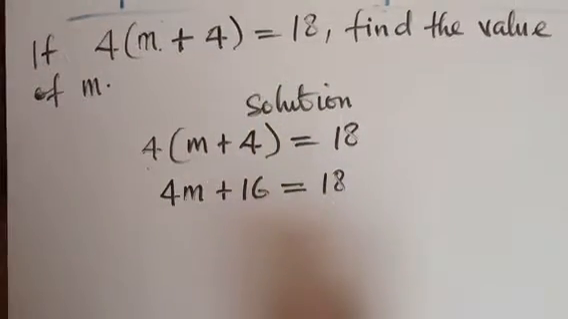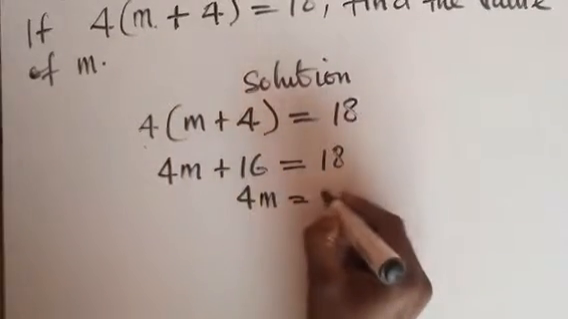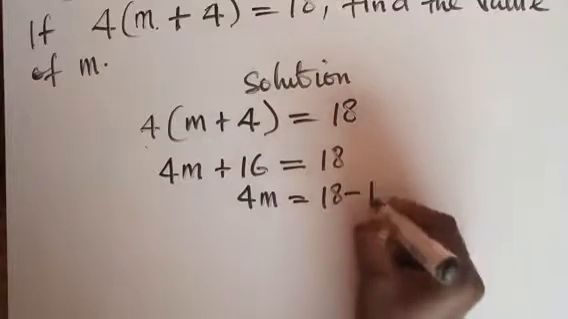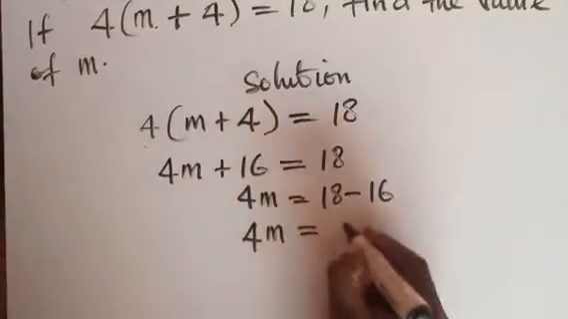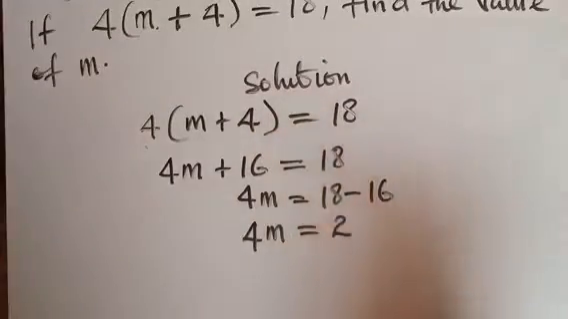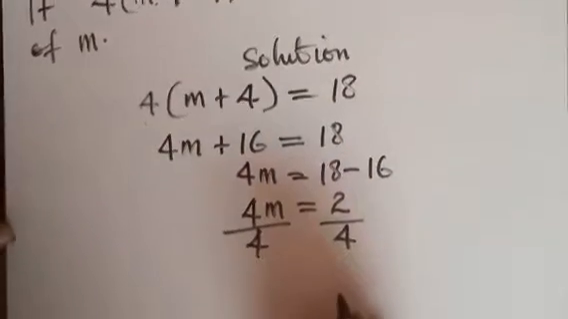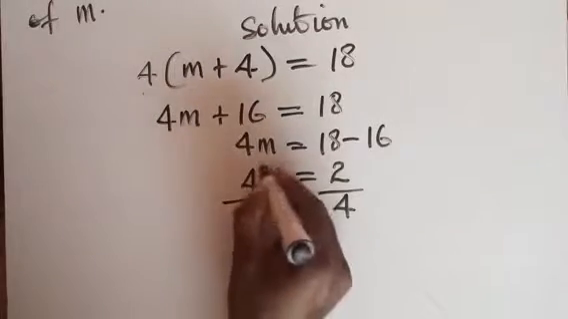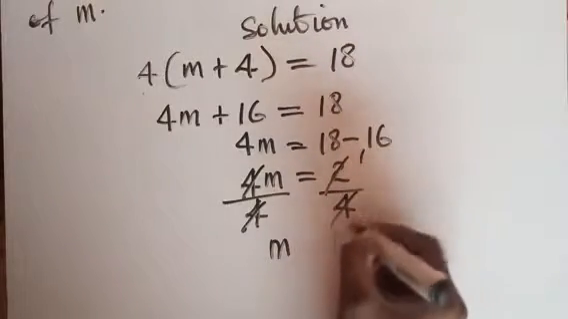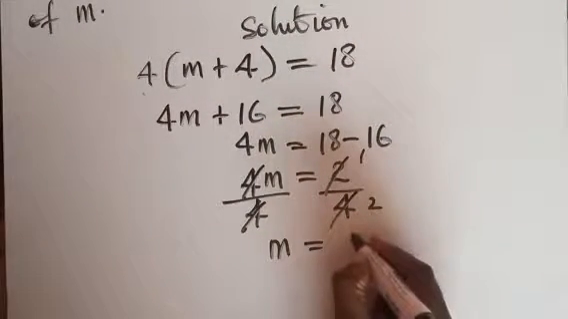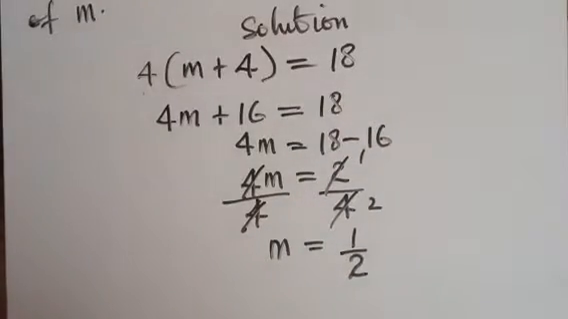So I group like terms. So I've got 4m equals to 18 minus 16. So 4m equals to 2. I divide through by 4. 4 here and 4 there. Okay, so 4 cancels 4. M here, 2 goes with itself, 1 goes to 4, 2. So m is equals to 1 on 2. That is the value of m.